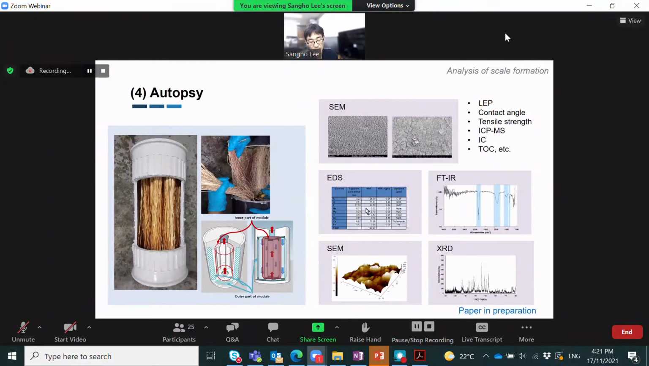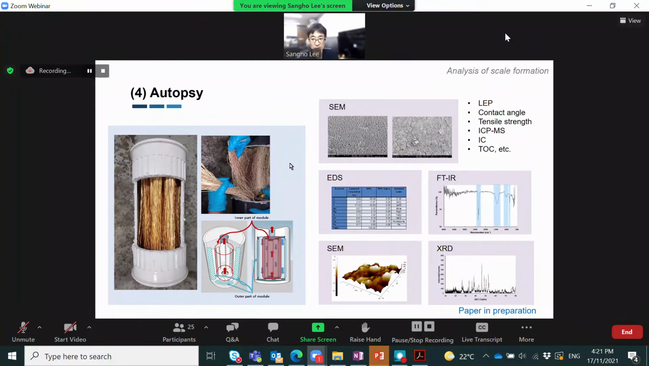Autopsy is the final tool for the analysis of the scale formation. This is one of the examples from my previous works. In that case, we used the full-scale hollow fiber MD module. After the experiment, we took these fibers and classified them by different positions.